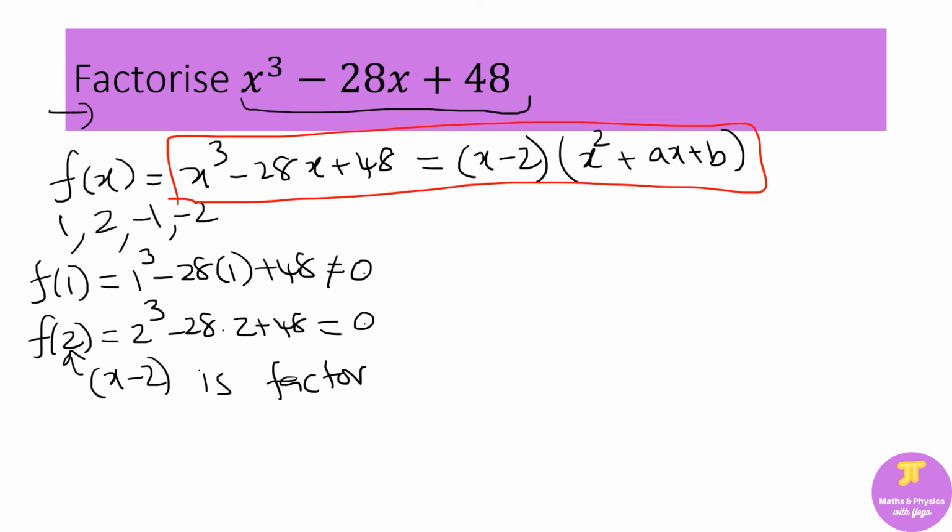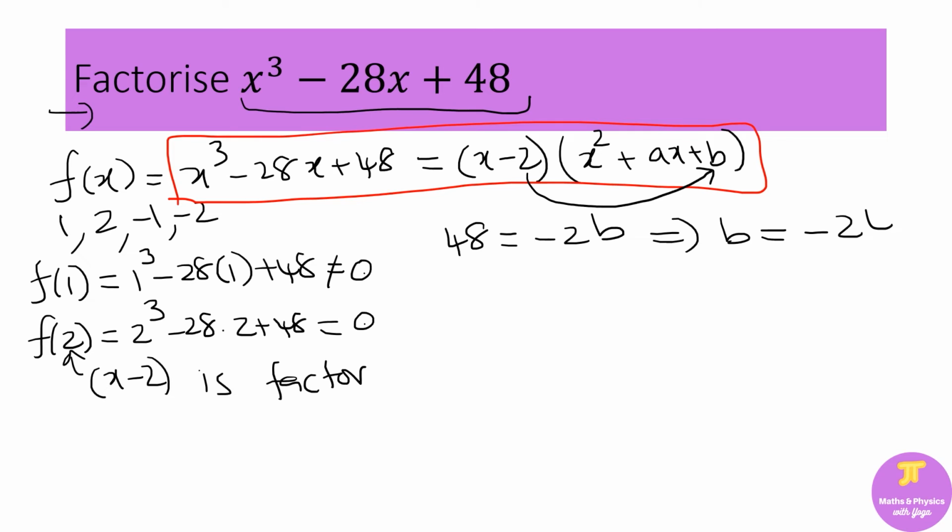Now what we need to do is expand this bracket. If you expand this bracket, this minus 2 will multiply by b to give you the constant, and you got only one constant here, right? The constant is 48, and the only way you can get the constant by expanding the bracket is from minus 2 times b. Therefore 48 must be equal to minus 2b. From here you can find out b is equal to minus 24.